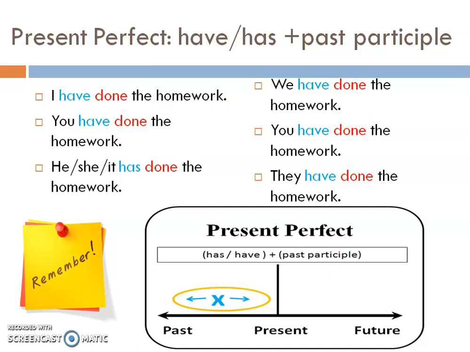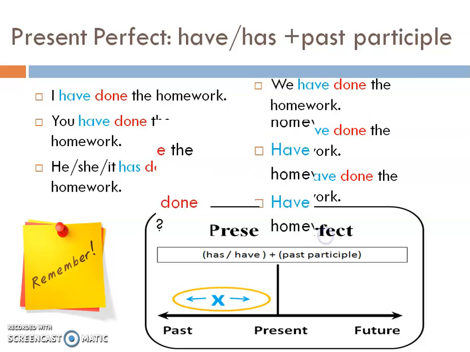We have here I have done the homework, you have done the homework. We also have the short form of this tense when we drop the H and A, and we have I've done the homework, you've done the homework, and so on.